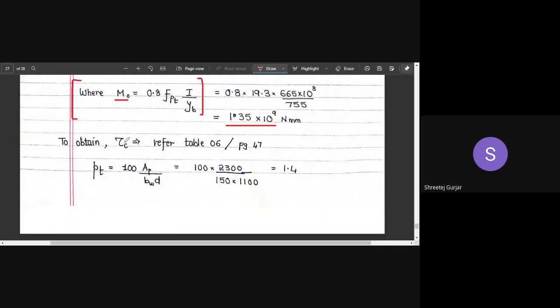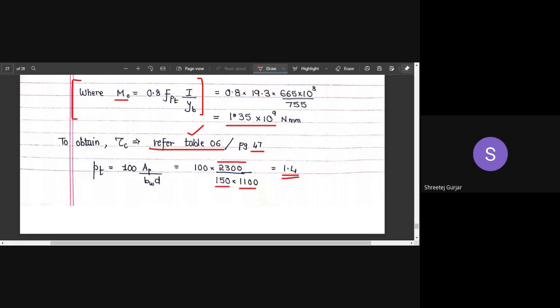As I've told you, to calculate tau C, we have to refer to table number 6, which is at page number 47. Now, in order to refer to the table, we need to calculate PT. It is nothing but 100 into AP by BD. So 100 into area of pre-stressing steel, which is given as 2300, breadth of the web, that is thickness of the web, is 150, and the effective depth of the beam is 1100. All these things are given. So PT value we have got as 1.4.